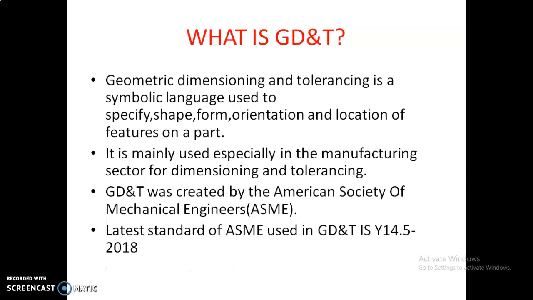What is GD&T? Geometric dimensioning and tolerancing is a symbolic language which is used to specify the shape, form, orientation, and location of a part. Means it is used to specify the form, orientation, location, and profile of any part in an engineering drawing. It is mainly used in the manufacturing sector for dimensioning and tolerances to get better output, to get the desired finish. GD&T was created by ASME. ASME means American Society of Mechanical Engineers, and the latest version of ASME used in GD&T is Y14.5 2018. So this is the basic overview of GD&T.